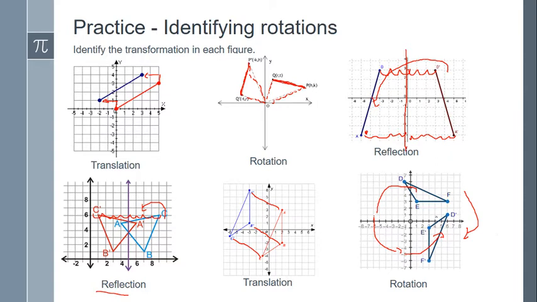Notice the orientation changed, but the shape and size did not. All the angle measures were maintained. All the lengths of each line segment were maintained. And that's what we mean by an isometric transformation. The size and shape of these things don't change.